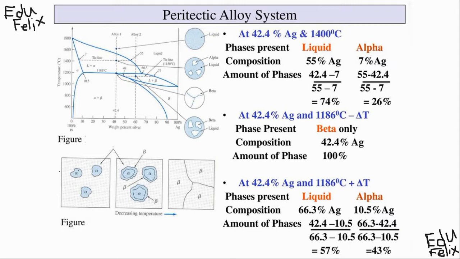So here as an example, at 42.4 percent silver at 1400 degrees Celsius, you have a liquid composition of 55 silver and the alpha phase has 7 silver, right? So that is also one of the peritectic systems. This is a platinum silver alloy. So those are the things that you need to refer to in future cases to identify this.